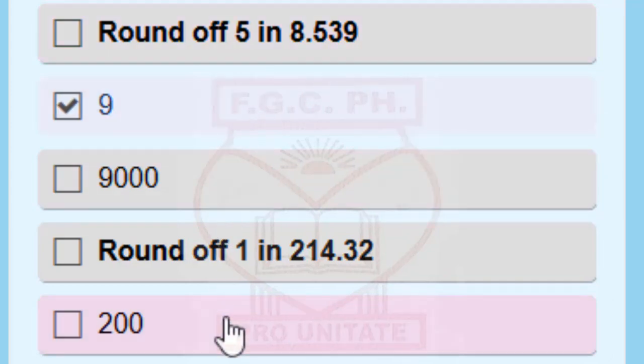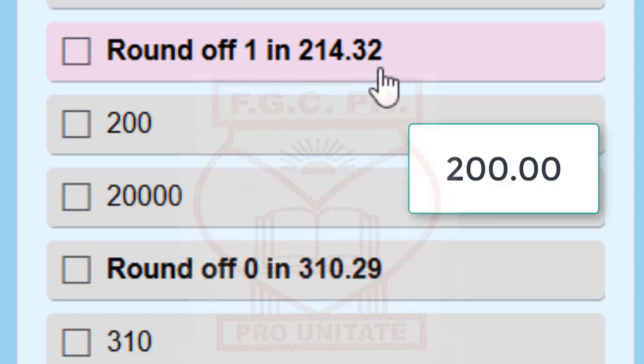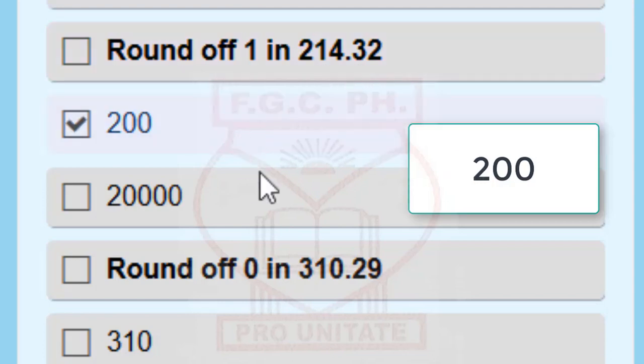Round off 1 in 214.32. 1 should be rounded down, and so we get 200.00. 00 after the point is gone, so we have 200 left, and that is this.